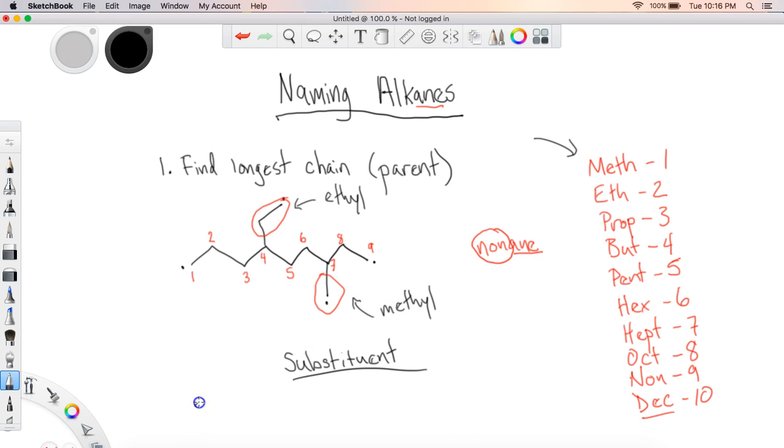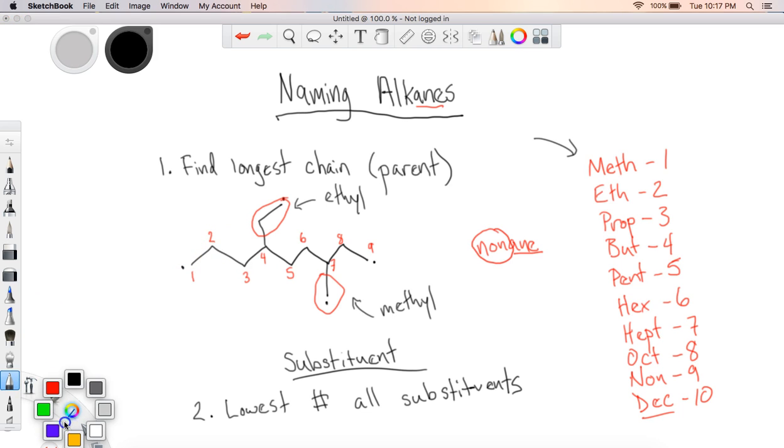So that brings us to rule 2. Once you've identified or found the parent chain, you then want to make sure that you give the lowest possible number to all substituents. So when I'm looking at this, if I want to give the lowest possible number, take a look here. Right now, using the numbering system that I'm using, I have a 1, 2, 3, and when I get to 4, that's the location of my ethyl. So I have a 4 for the ethyl. I go 5, 6, and then I find the methyl at 7 right here. So I would have a 4-7 numbering system if I went that way.